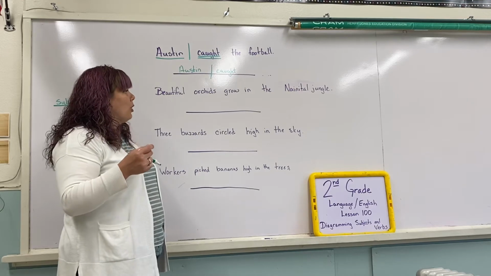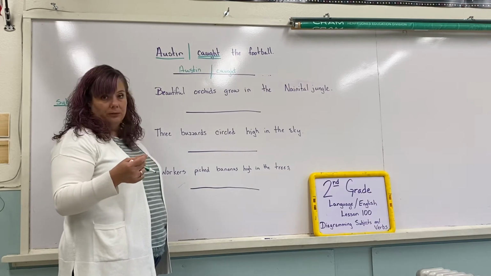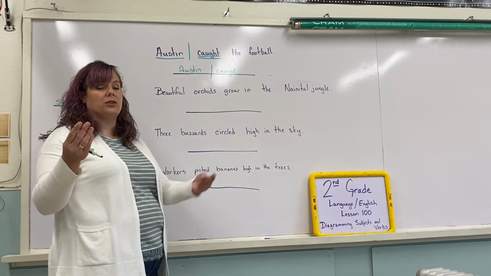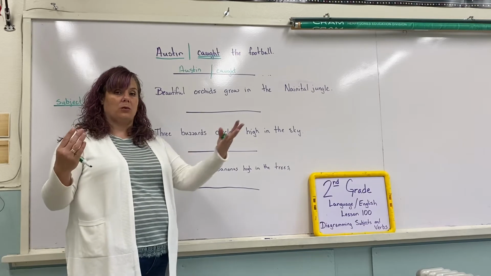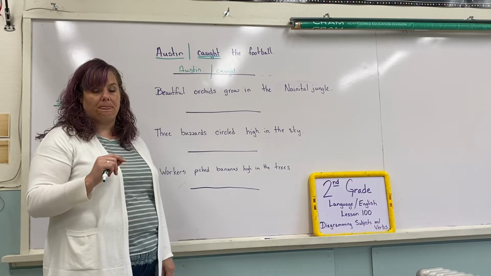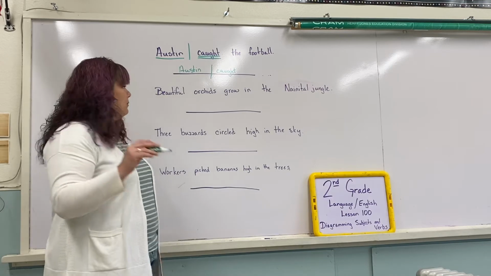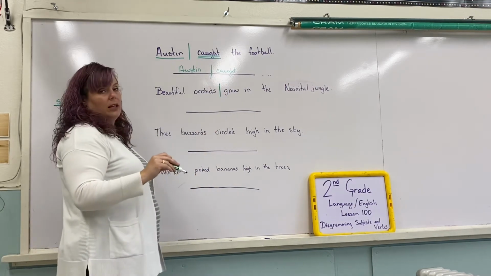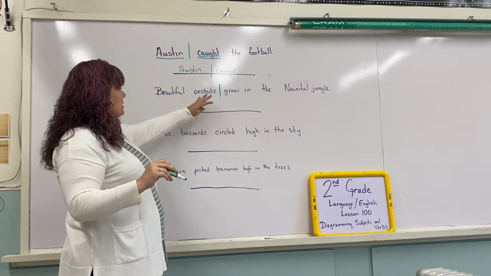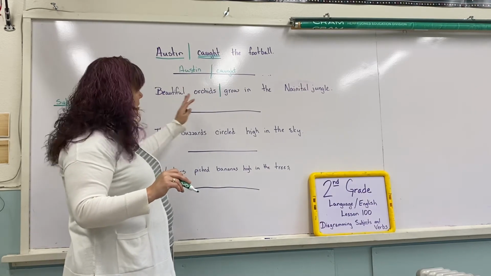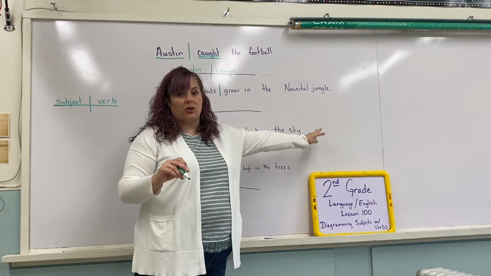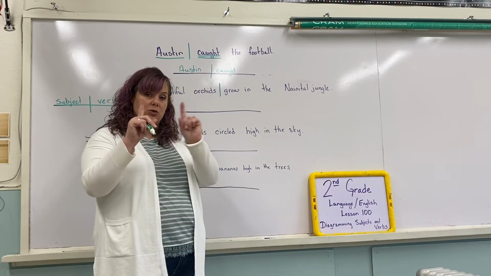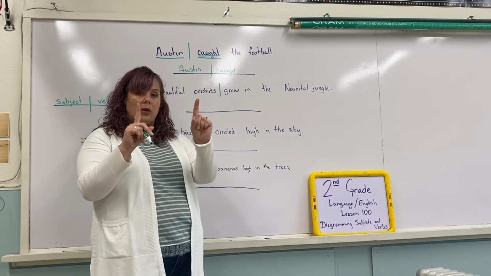Beautiful orchids grow in the Nainital jungle. Okay, so we're looking for the who did what. Who or what did what? Where's our line gonna go? If you said it's gonna go between orchids and grow, you are correct, okay? Beautiful orchids is the whole subject, the complete subject, and grow in the Nainital jungle is the whole predicate. Now we're looking for the one word, the 2 words.